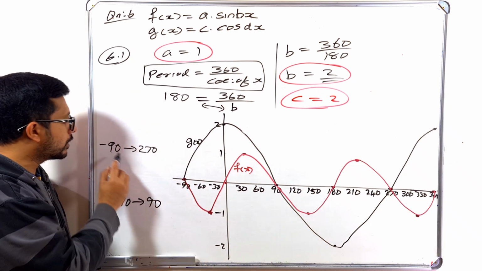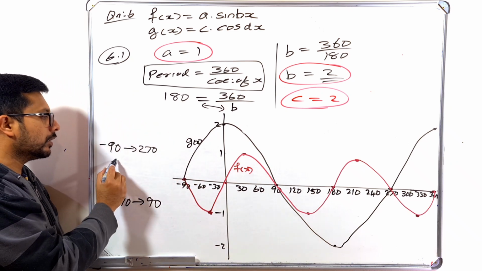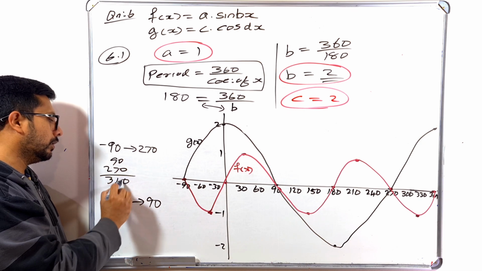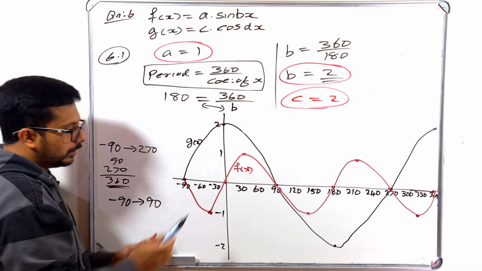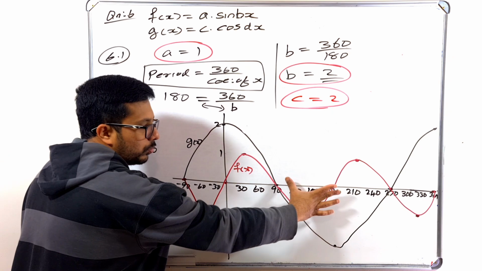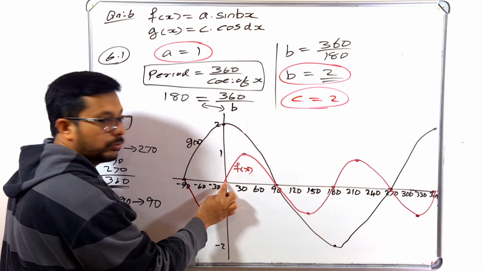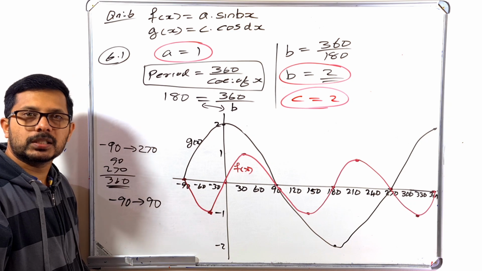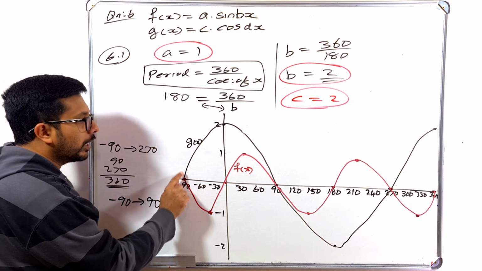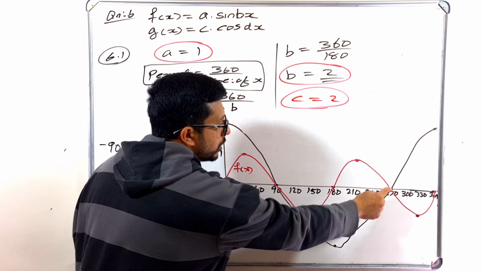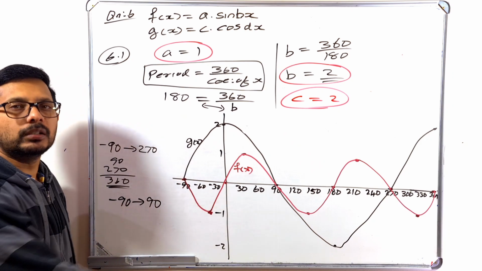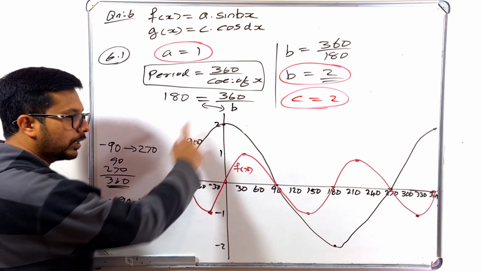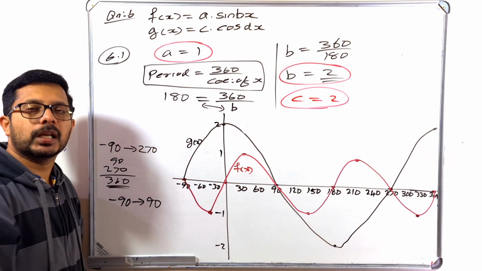So how many degrees? -90 to 270 means 90 plus 270, that is 360 degrees. This is 90 and this one is 270. From here to here is 270. So 90 plus 270, that is 360. So this graph took 360 degrees to complete one rotation. Do you understand? So the period of the graph from the graph is 360.